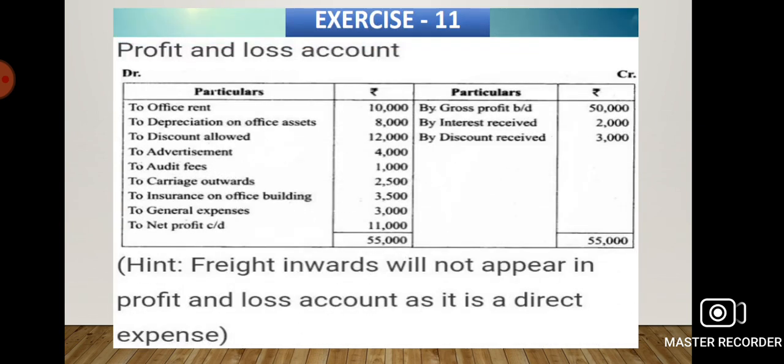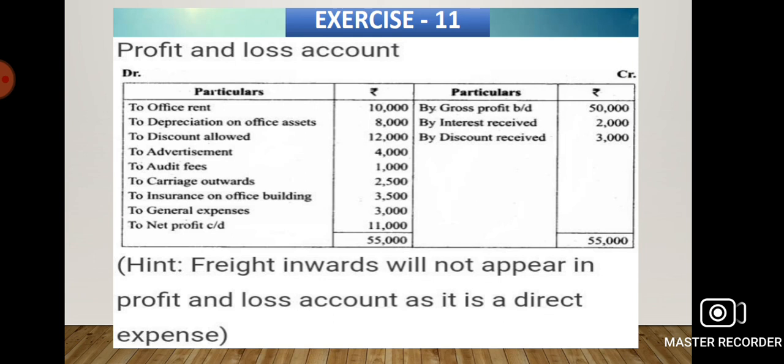The next question, number 11. From the following details prepare profit and loss account. Gross profit 50,000, office rent 10,000, depreciation on office assets 8,000, discount allowed 12,000, advertisement 4,000, audit fees 1,000. Interest received 2,000, discount received 3,000, carriage outwards 2,500, insurance on office building 3,500, general expenses 3,000, freight inwards 1,000.